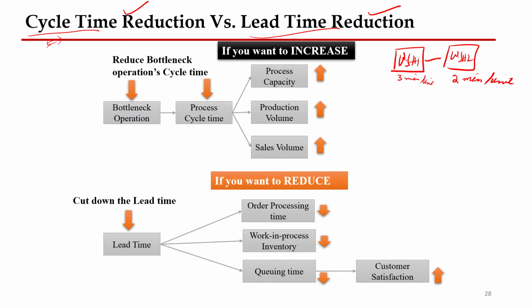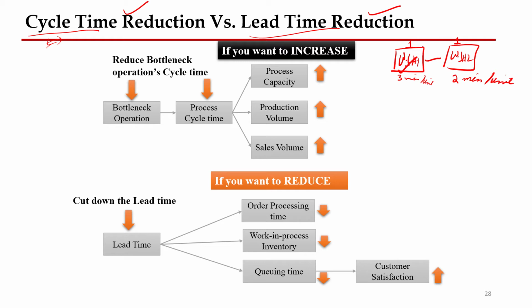If each workstation has one worker, then this would be the bottleneck operation because it has the maximum cycle time, or you can say this particular workstation is going to have a smaller capacity. That's why this would be your bottleneck operation, and the cycle time of the entire operation would be the cycle time of the bottleneck operation, that would be 3 minutes. So every 3 minutes this particular process is going to produce a single unit.